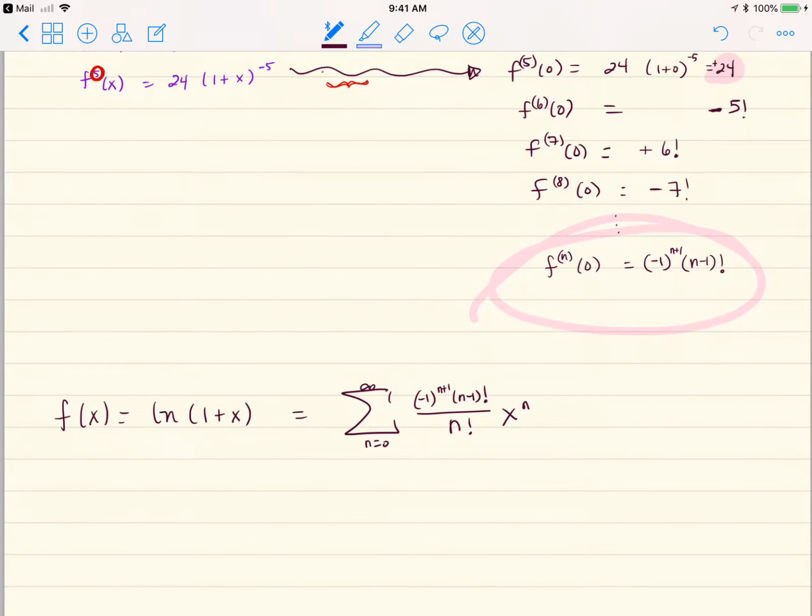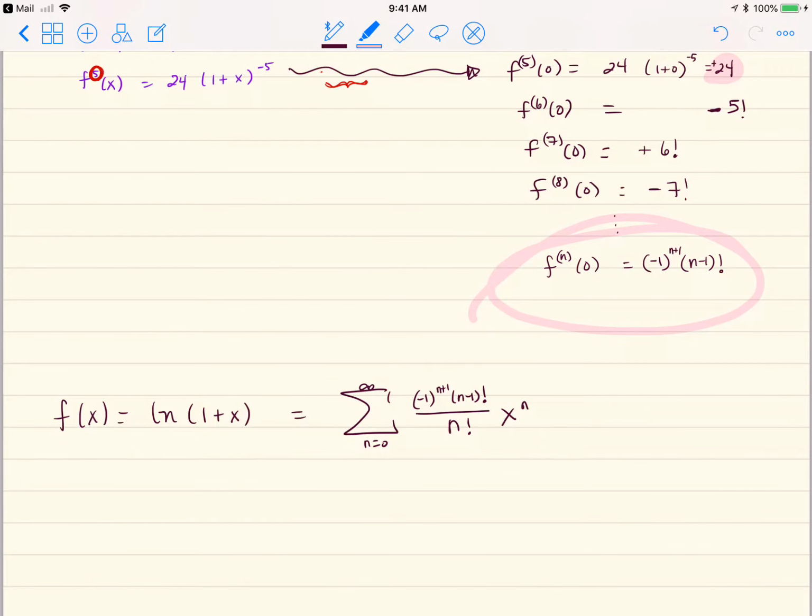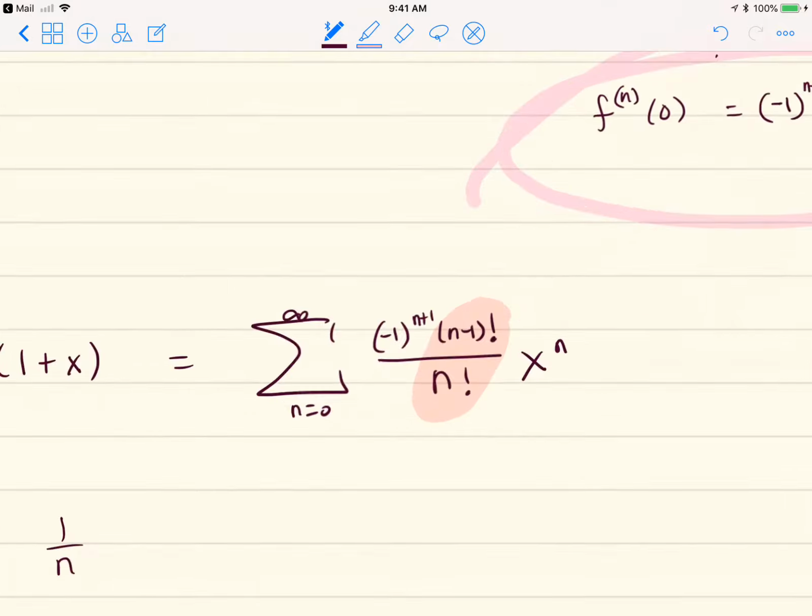Now we can do some combining, or reducing, I guess is a better way to say it. Because notice that n minus 1 factorial over n factorial is the same as 1 over n. So n minus 1 factorial divided by n factorial is the same as just 1 over n.